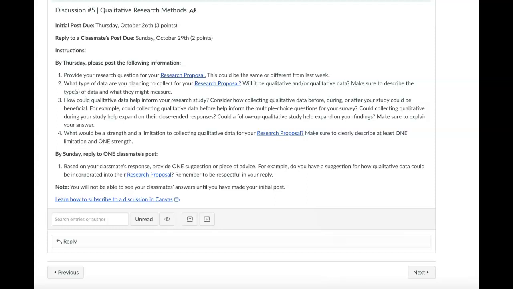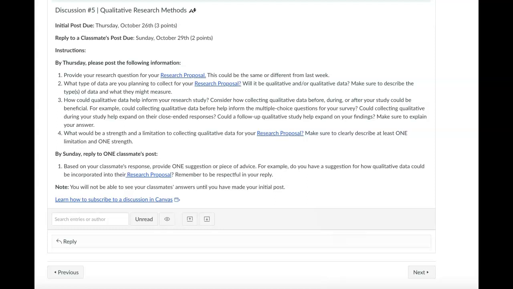So for your initial post, part 1, you're going to simply state your research question for your research proposal. This should probably be kind of solidified by now, but if you do need to make changes, you can do so. But I want to hear what your research question is for your research proposal, and what type of data you are planning to collect for your research proposal assignment. So think about, will it be qualitative, or will it be quantitative, or maybe it's a mix of both. But make sure to talk about the types of data and what they might measure.